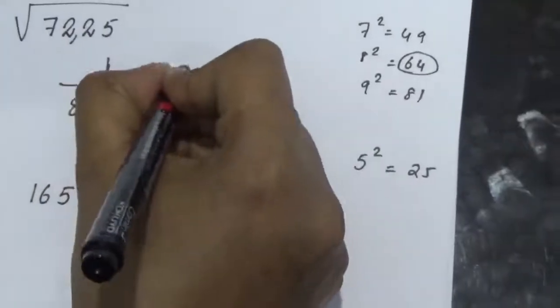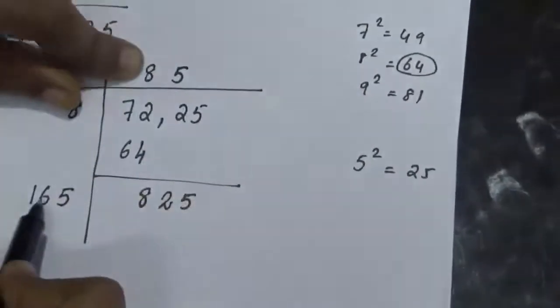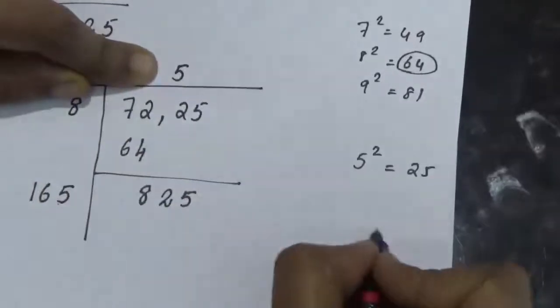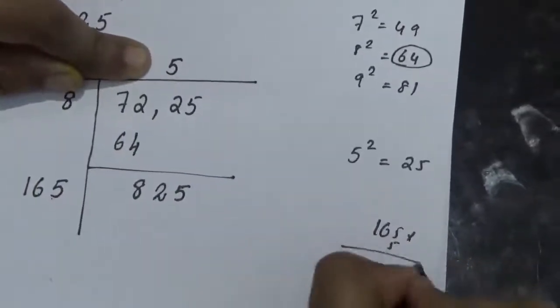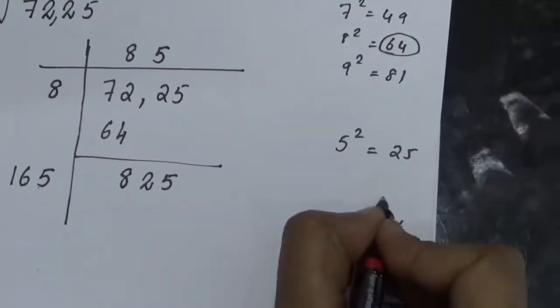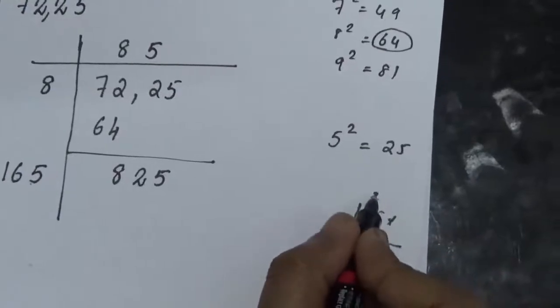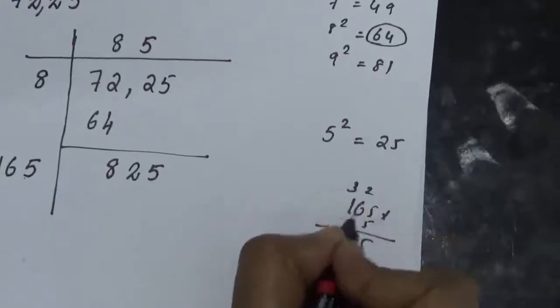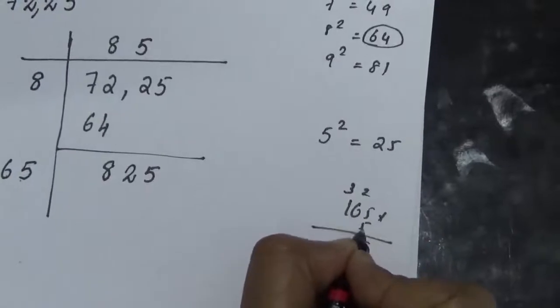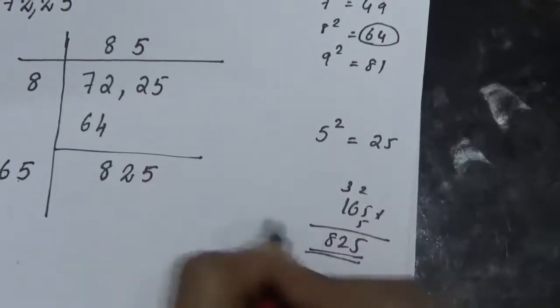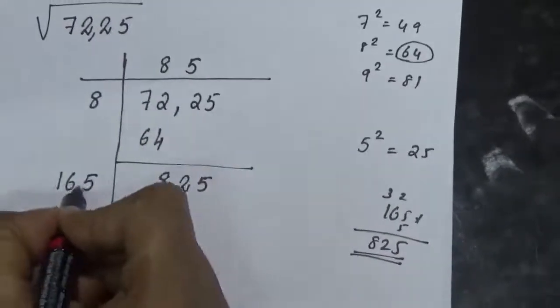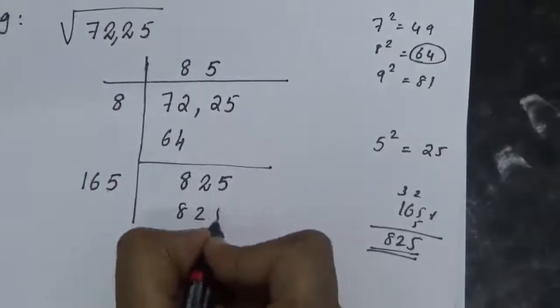Now you multiply this 165 and 5. What is 165 into 5? 5 5s are 25, 6 5s are 30, plus 2 is 32, 1 5 is 5, plus 3 is 8. We get 825. So when you multiply 165 and 5, we get 825. So the remainder is 0.